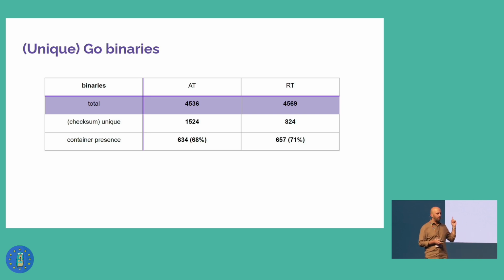As you can see, there are more unique Go binaries in the AT set than the RT set. My hypothesis is that some Go projects just established themselves as leaders in certain areas, and now the Go developers are actually using them rather than using some other alternatives. What's very important here is that we can see that these binaries are present in about 70% of the containers, which means the Go binaries are used heavily in Google Cloud containers. Of course, because we have overlap in containers, we're going to have overlap in binaries as well.